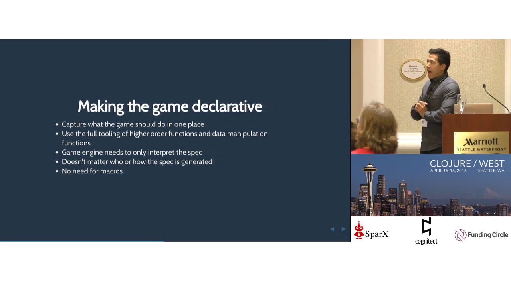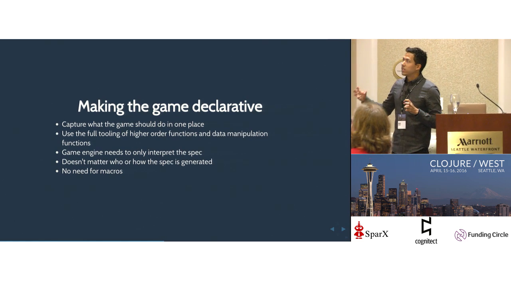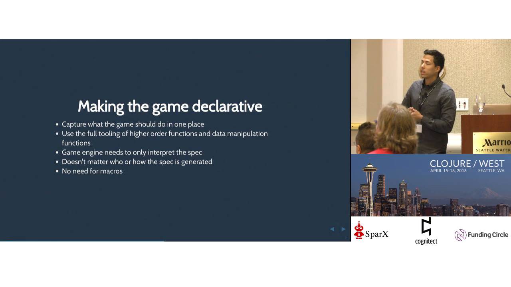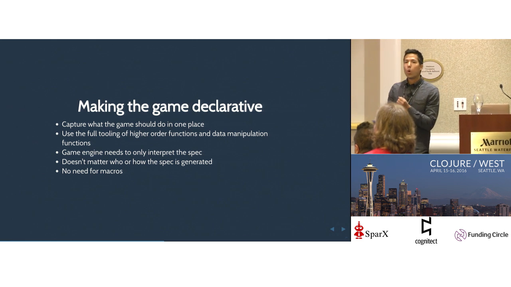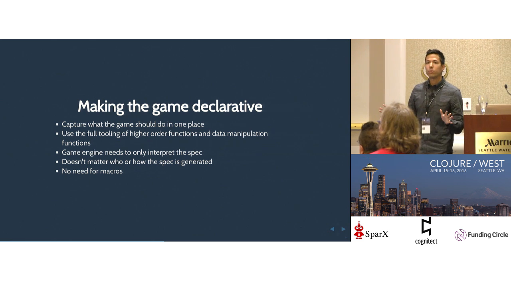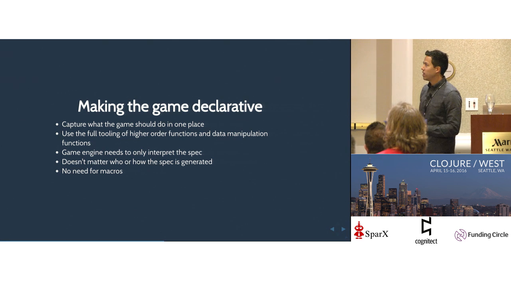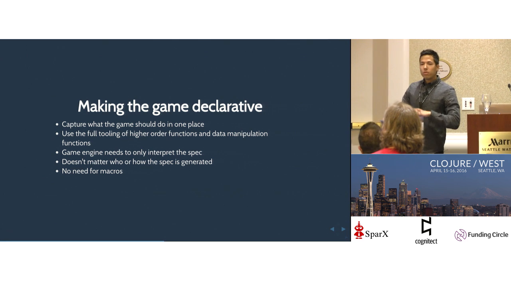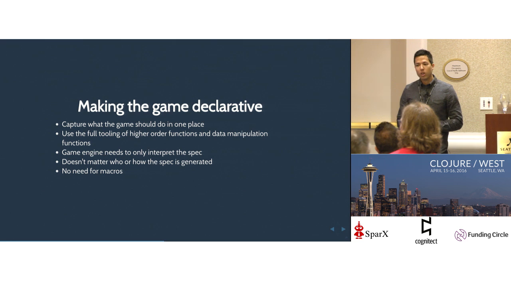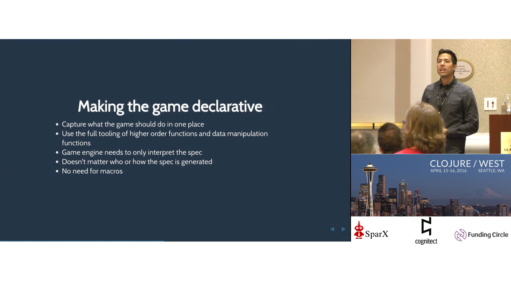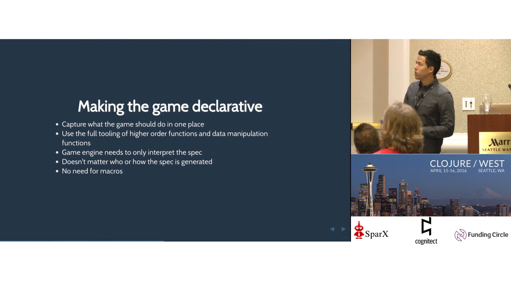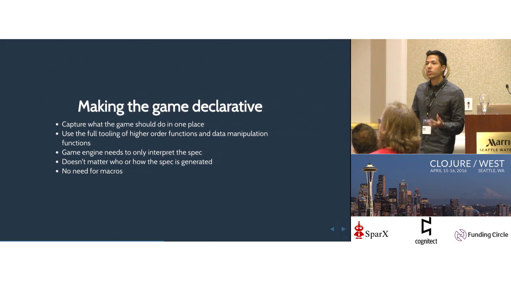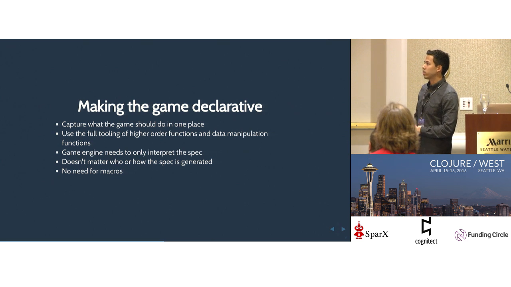So how can we continue to make this thing really declarative? In order to make it really, truly declarative, we want to be able to capture what we want to happen all in one place, and we want to be explicit. We want to be able to use our full inventory of all the tools we have to deal with data in Clojure so that we can manipulate the language of our game using Clojure functions.